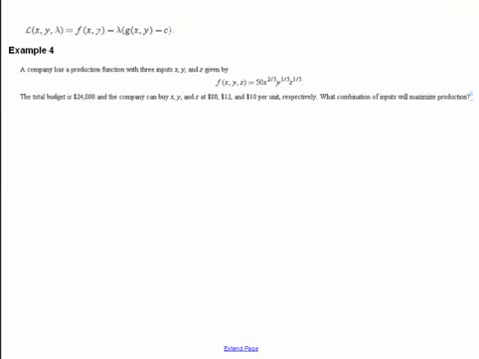Let's look at that in action. So we have some function, f of x, y, z, given here, and these are the three inputs that my company has into its production. So it puts in x, it puts in y, it puts in z. And we have a budget of $24,000. The company can buy x, y, and z for the following prices. What combination of inputs will maximize the production?